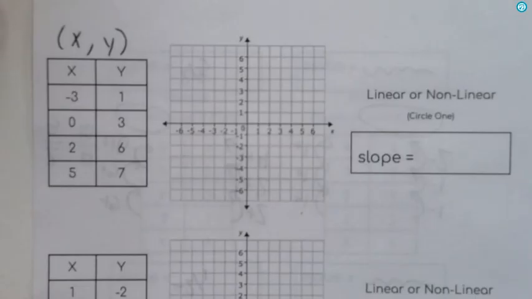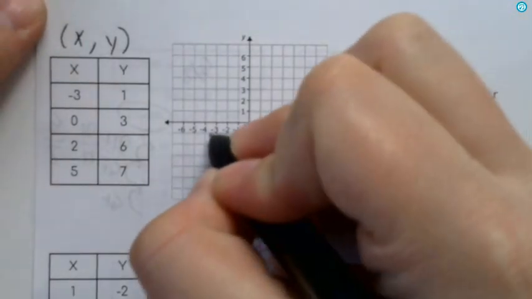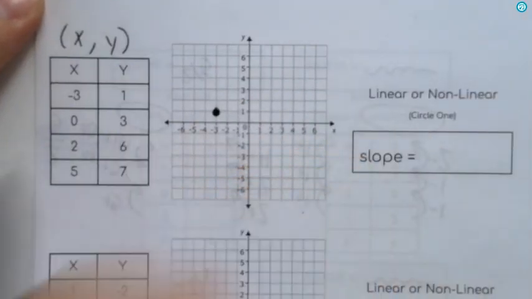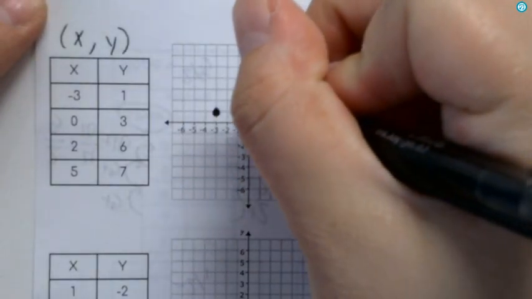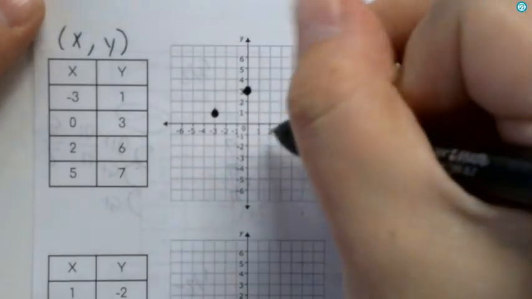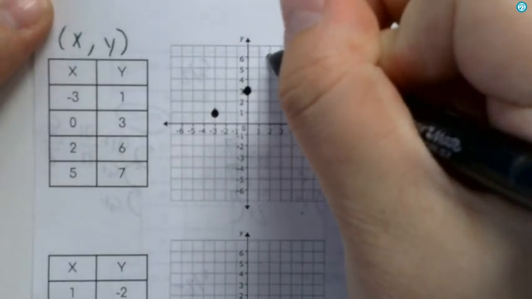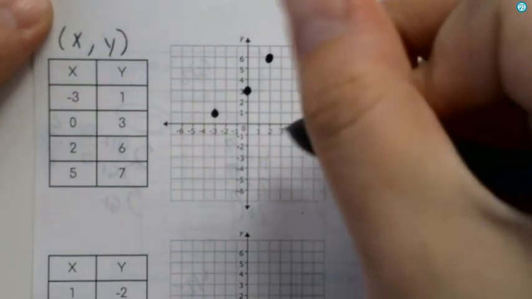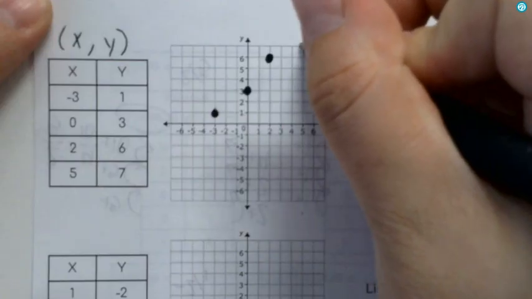So -3, 1 means I go left 3, up 1. 0, 3 means I go over 0, up 3. 2, 6 means I go over 2, up 6. Right 2, up 6. And then 5, 7 means I go right 5, up 7.